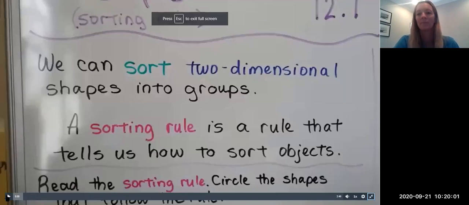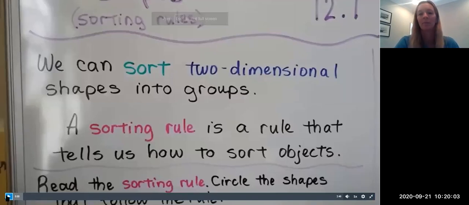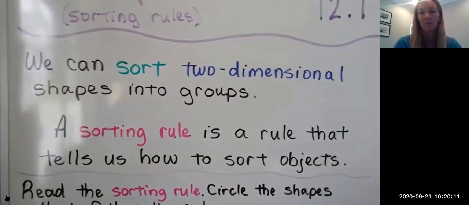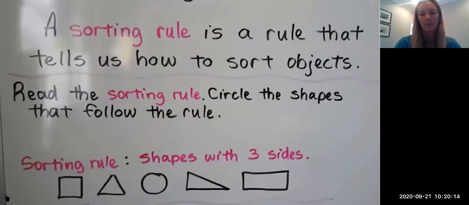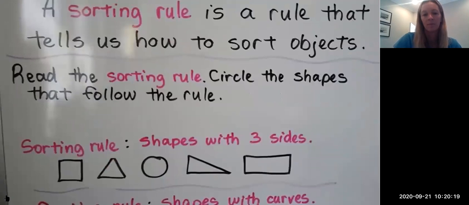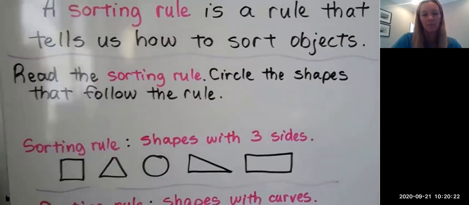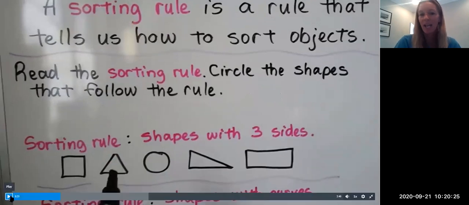We can sort two-dimensional shapes into groups. A sorting rule is a rule that tells us how to sort objects. It tells us which group it belongs in. Read the sorting rule, circle the shapes that follow the rule. So the sorting rule is shapes with 3 sides. We have a square. Okay, so I want you guys to raise your hand, and can you find the shapes that have 3 sides? Great job. Hopefully you guys said the second triangle, and then the fourth object, the other triangle.